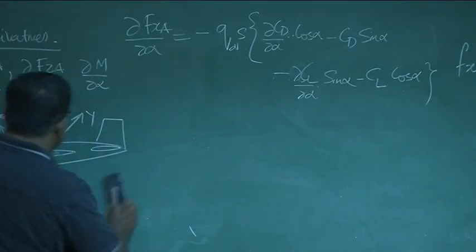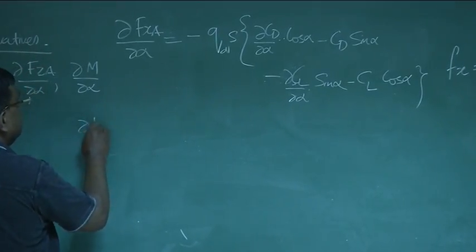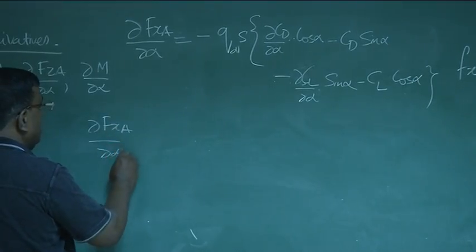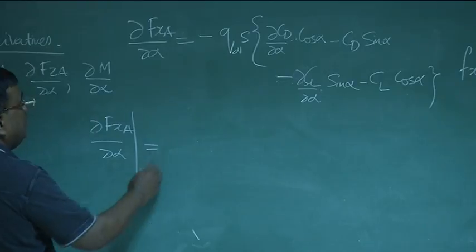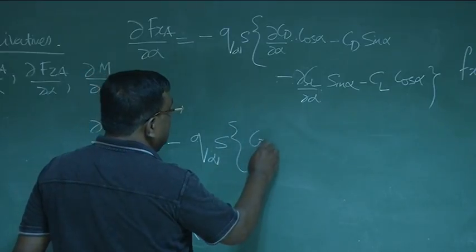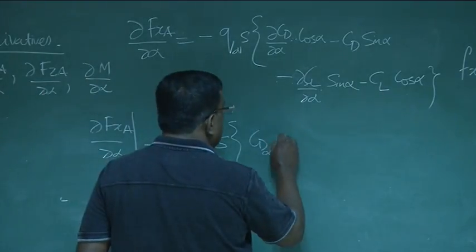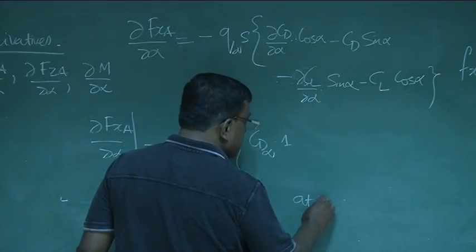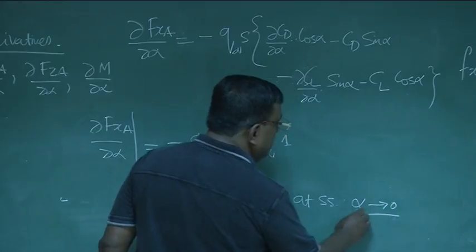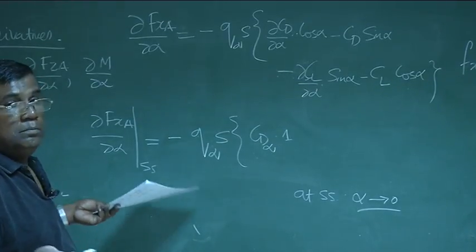So I have to calculate. So I erase this now, erase all these things. So I have to calculate dfxa by d alpha at steady state. That will be minus q infinity S, I write CD alpha at steady state. What is this alpha? Alpha is perturbed angle of attack. So at steady state, what was the value of perturbed angle of attack? At steady state, it is 0, right? So cos alpha is 1. There is no perturbation at steady state, we are only evaluating at steady state, right?